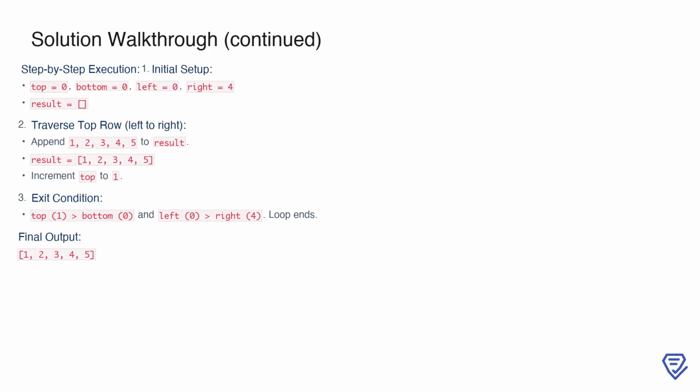After this, the top boundary is incremented to 1. At this point, the exit condition is satisfied because the top boundary has surpassed the bottom, and there are no other rows or columns to traverse. The final output for this matrix is 1, 2, 3, 4, 5. This demonstrates how the algorithm handles a straightforward case efficiently, completing the spiral order traversal in just one step.